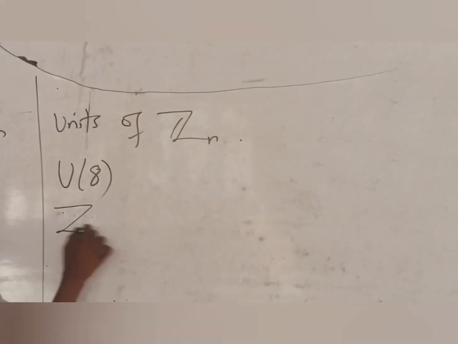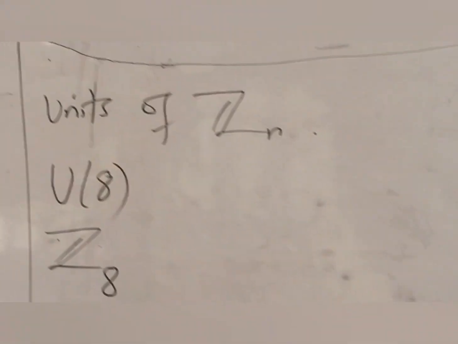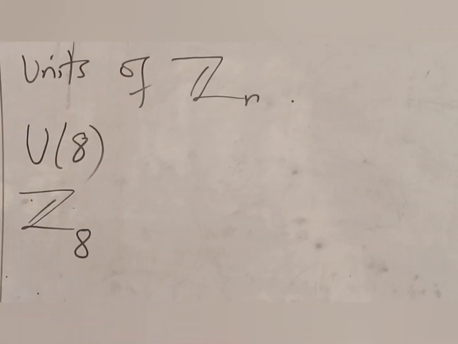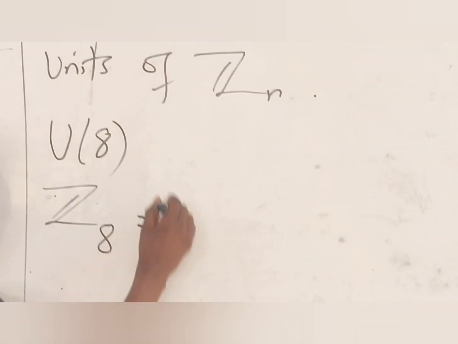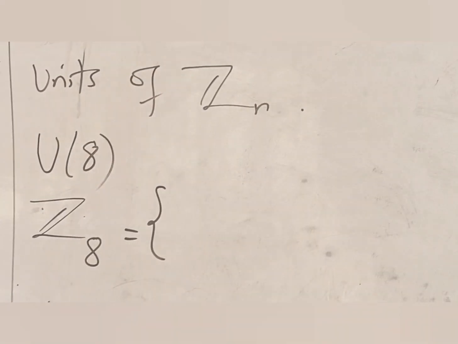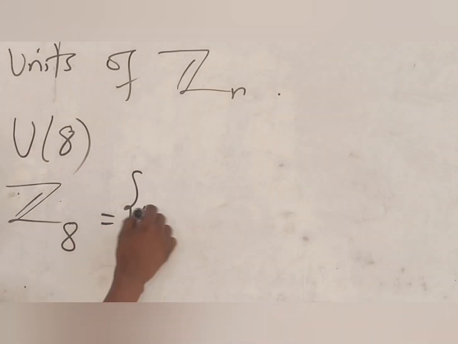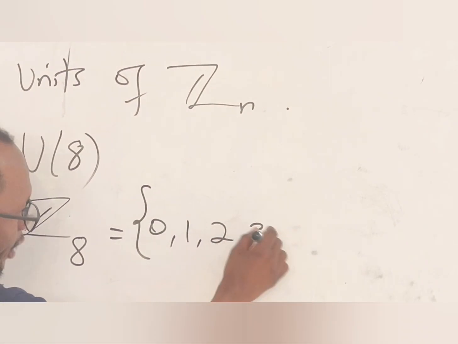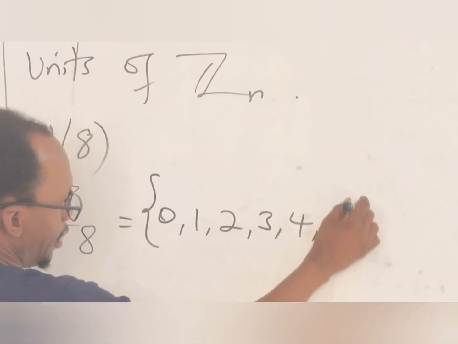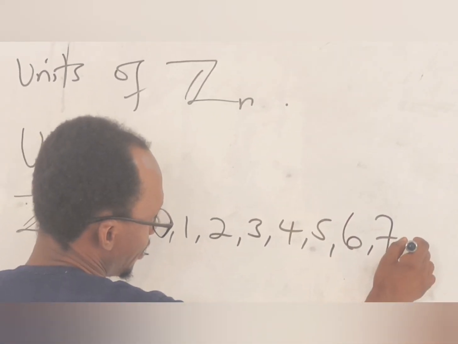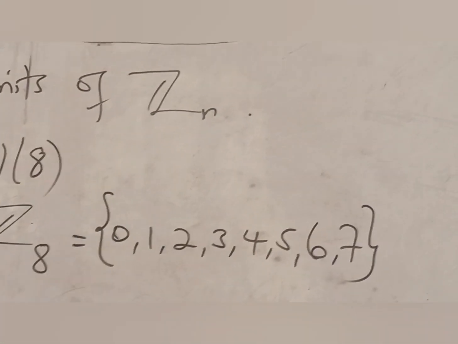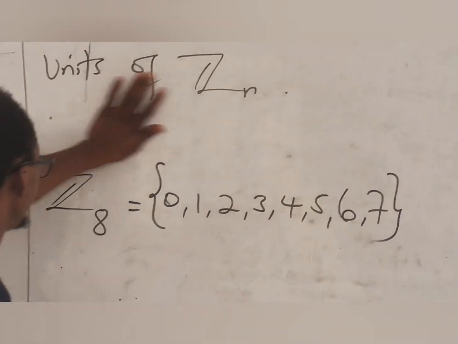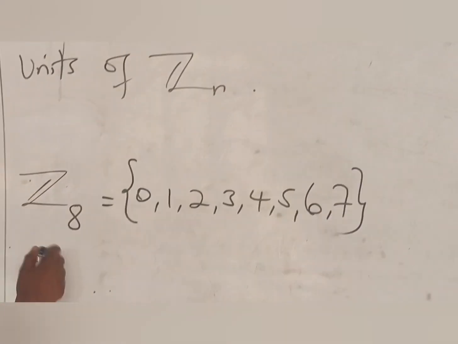So first, you need to know Zn. Are you watching? So Z of this number, which is Z8. Now, we already know how to write out elements of Z8. So we did that already. What do we get? 0, 1, 2, 3, 4, 5, 6, 7 in brackets. Very good. So these are elements of Z8. Now let's write U8.